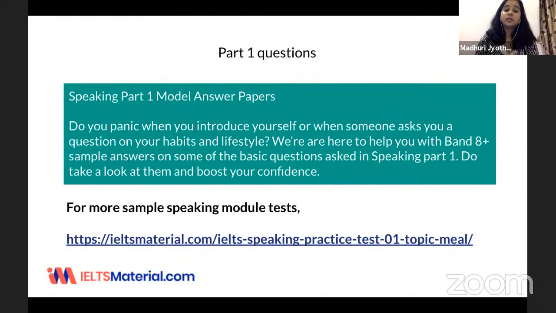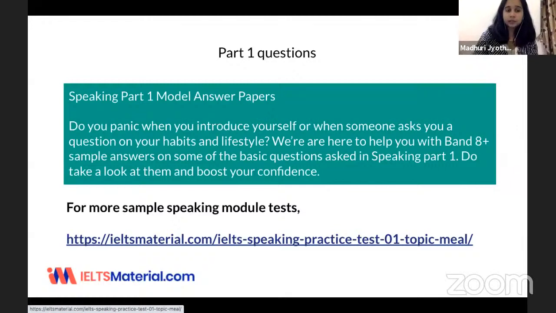You can find model answers to this in the IELTS material website. There are a variety of part 1 questions which you can refer to. When you get the PPT, there's a link attached to it. You can refer to that. It will be very helpful for you to understand what variety of questions the examiners can ask you. So that is speaking part 1.